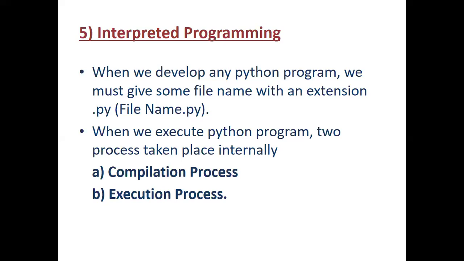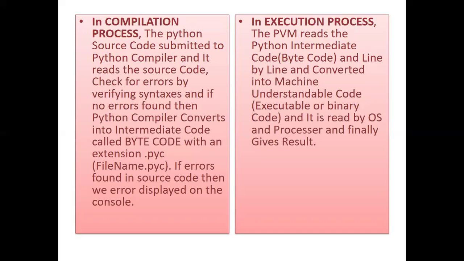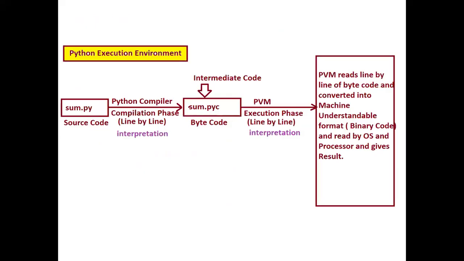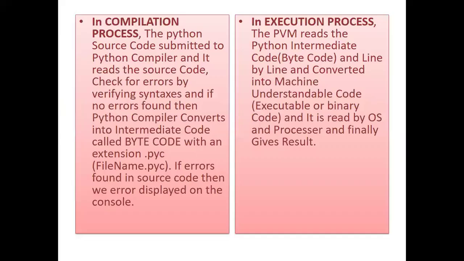Whenever we execute a Python program, two processes take place internally: the compilation process and the execution process. Let me show you first. In the compilation process, the Python source code we save is submitted to the Python compiler, and it reads the source code, checks for errors by verifying syntax, and if no error is found, the Python compiler converts it into the intermediate code, the bytecode, with the extension .pyc.